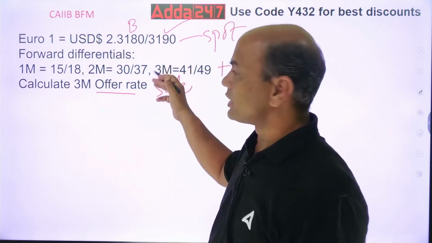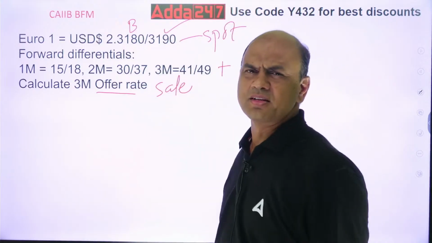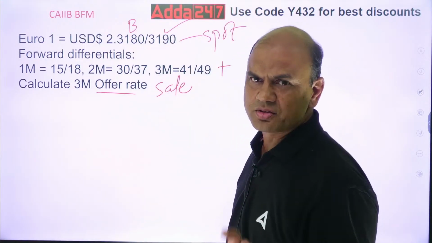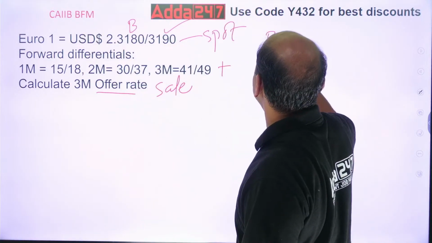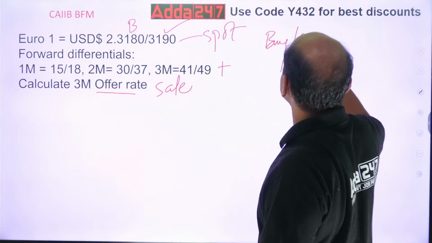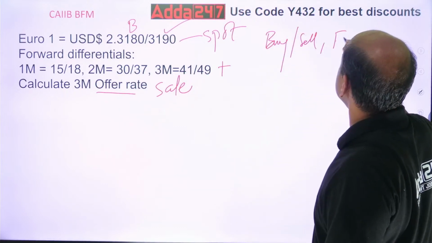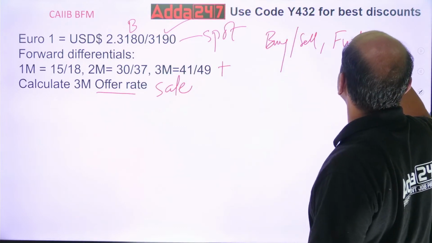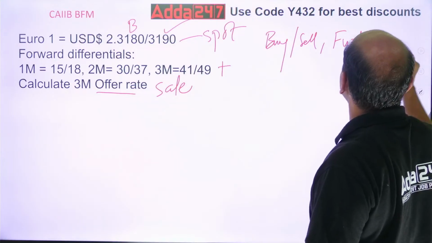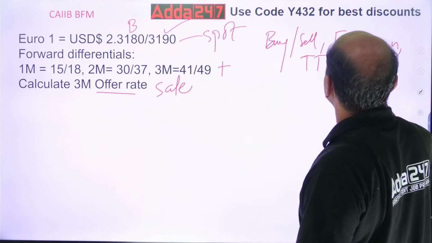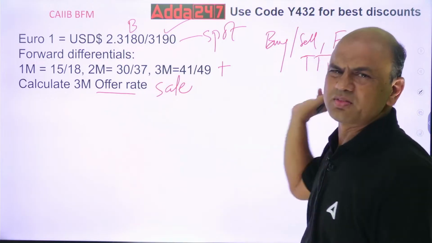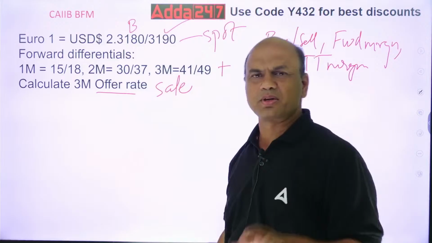Is anything related to TT margin given? Nothing. Generally, in any numerical, you have to check 3 points. First is buy or sell. Second is forward margin. And third one is TT margin. These 3 things you have to check always in any Forex numerical.